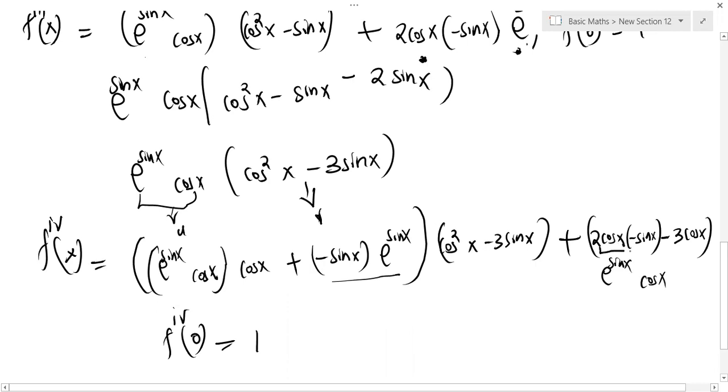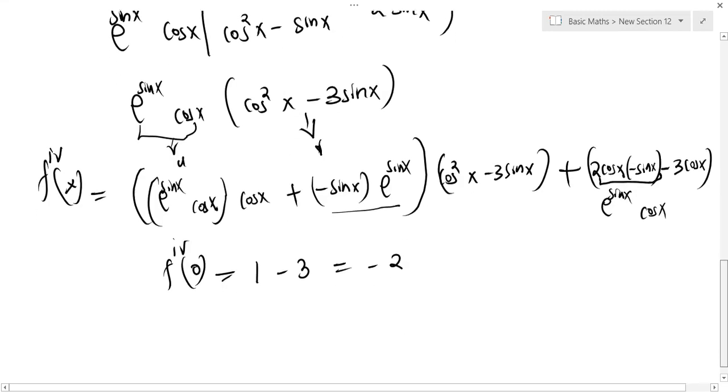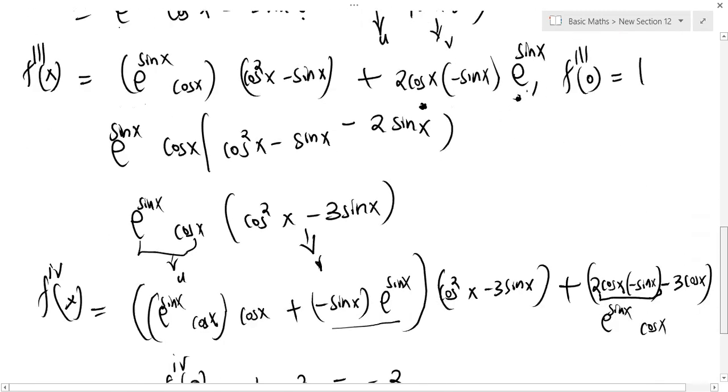Replacing 0 here will give us 0 for the whole of this part. So we remain with this part. If we replace 0 here, we will have 1. So this will give us minus 3. Minus 3 multiplied with this, we'll have minus 3 eventually. So this will give us minus 2. So now we come and replace our values.